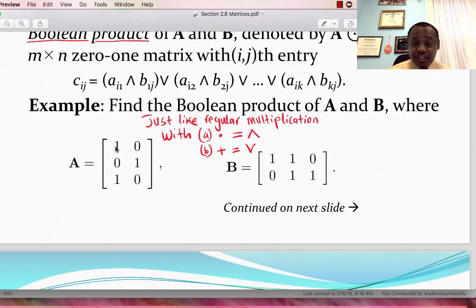Let's just pause first and behave as if we were going to do matrix multiplication. If we were going to do matrix multiplication, that would have been 1 times 1 plus 0 times 0 and put the answer in the first position A11, or you can call it C11. But this time around, what are we going to do? Multiplication becomes and, addition becomes or. So that's going to be 1 and 1 or 0 and 0.